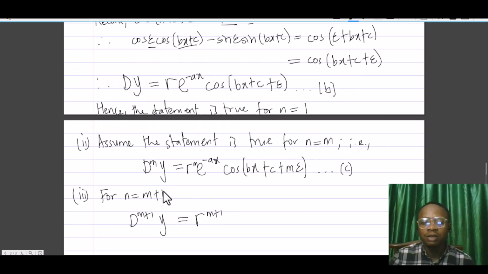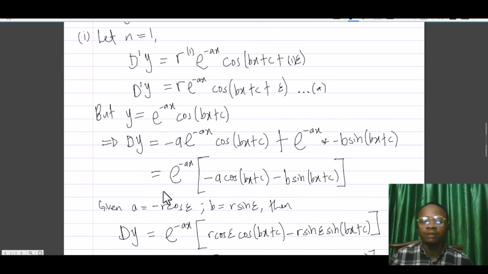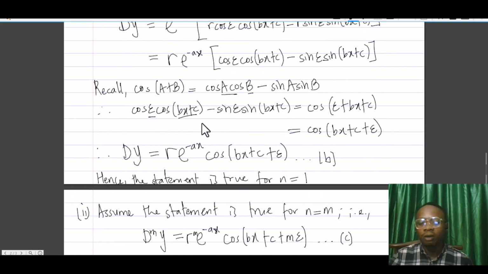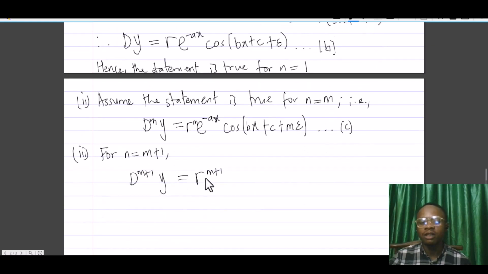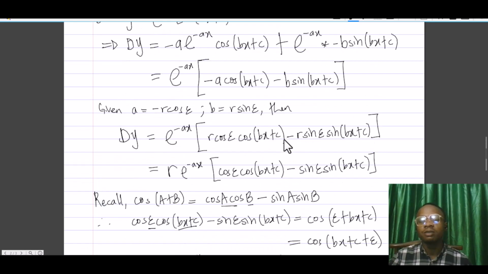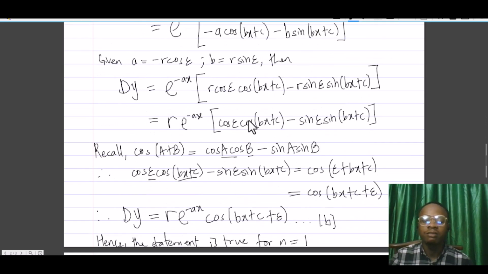So this step 3 is similar to step 1 in that we are doing two things. The first is use the formula, substitute n equal to 1 in the formula. Then the second is do the derivative normally to see that it is the same thing as what is provided for by the formula. So the first thing is we are substituting m plus 1 into the formula directly. If we substitute m plus 1 into the formula, we will obtain r to the power of m plus 1 e to the power of minus ax cos of bx plus c plus m plus 1 epsilon. So that's what we are writing out first.